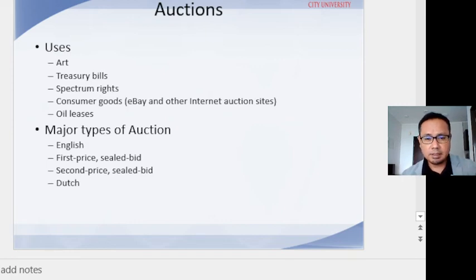There are four basic types of auction, you can see from here. The first is the English auction, then first price sealed bid, second price sealed bid, and then Dutch.